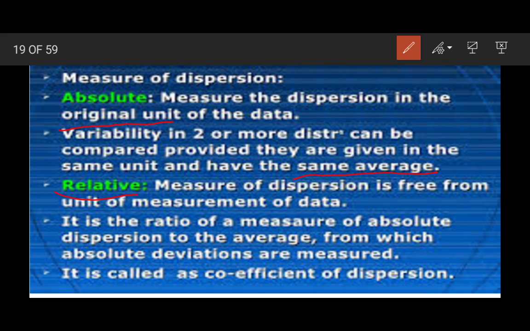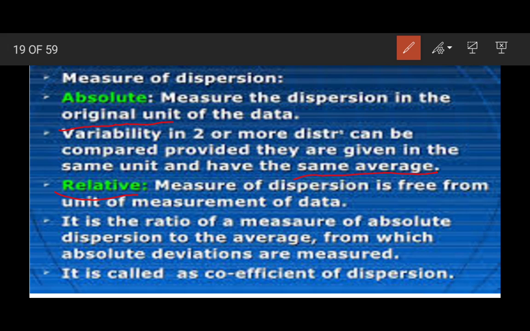So when we are interested in comparing two sets of data, it is better to apply the relative measures of dispersion. Why? Because relative measures of dispersion are free from the unit of measurement. They don't require the same averages. From different averages we can calculate these relative measures of dispersion.